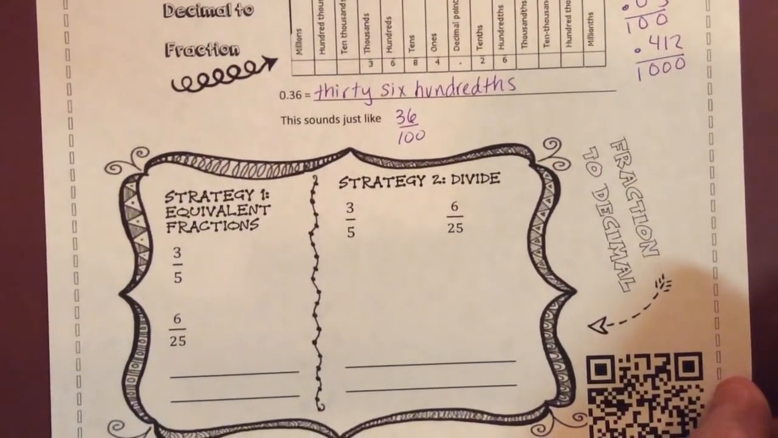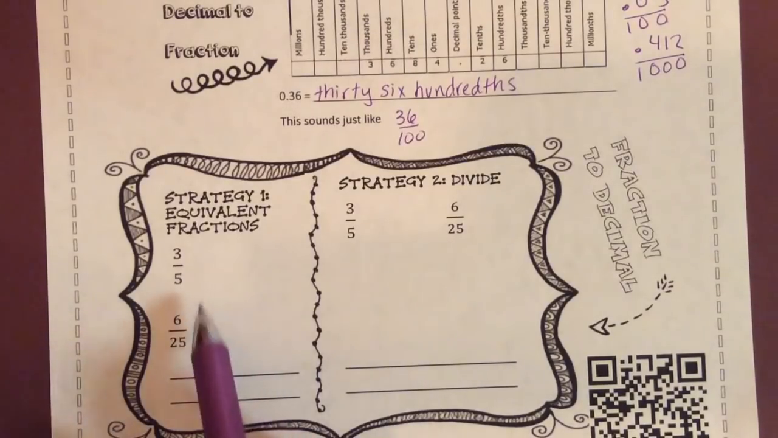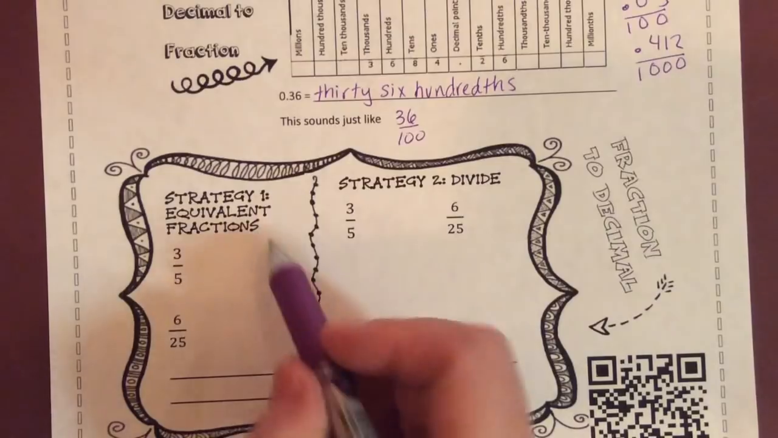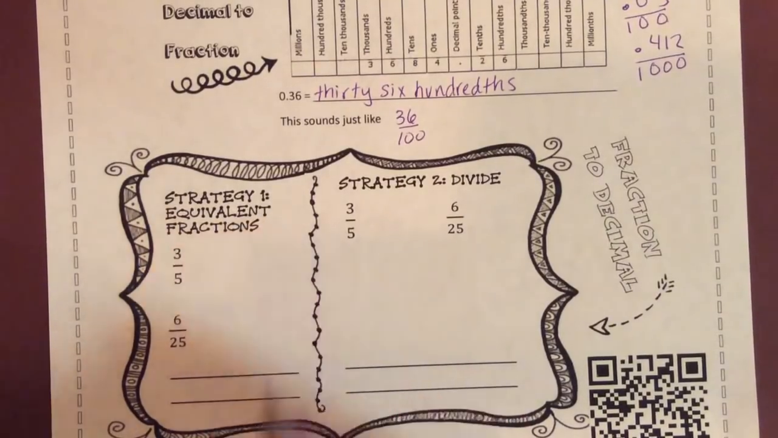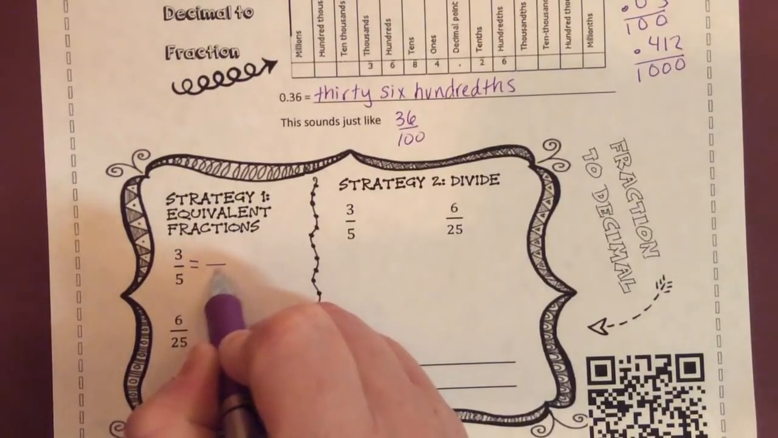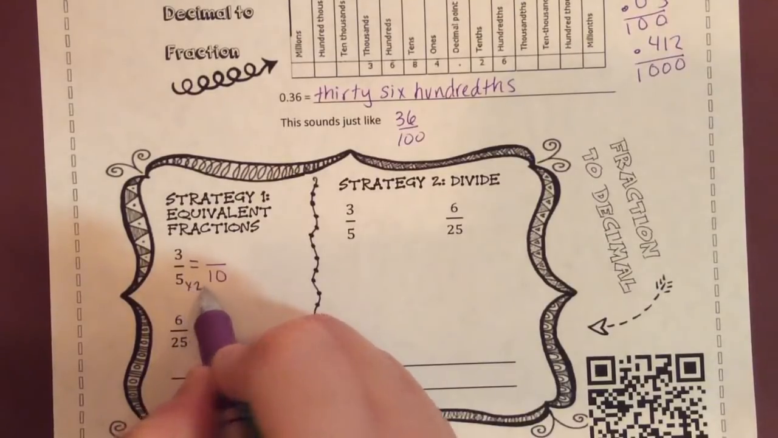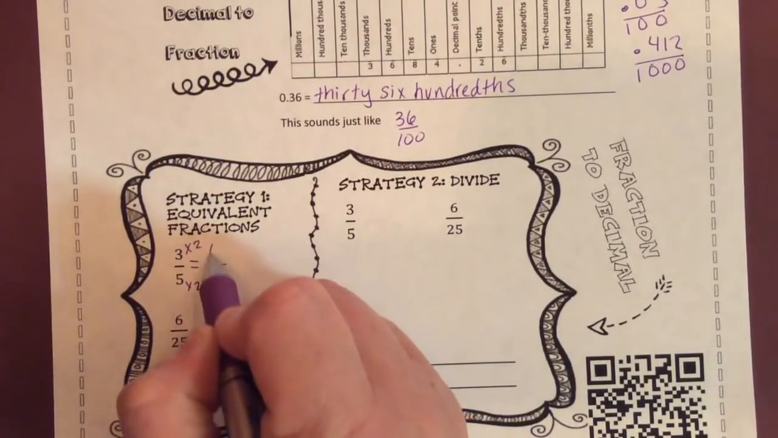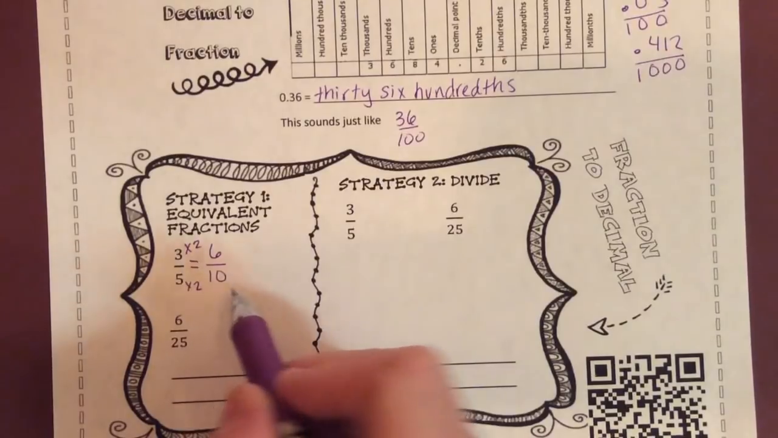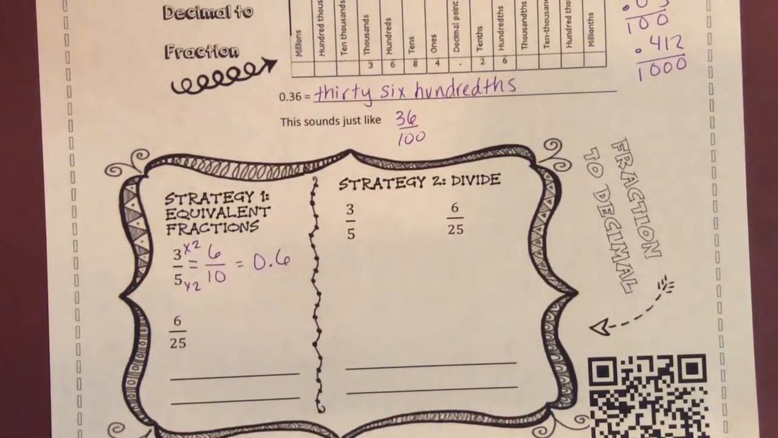Okay, so the next one here is changing fractions to decimals. Okay, there are 2 strategies. One of them you learned in elementary. This one right here, equivalent fractions, this is from elementary. So I just take my 3/5. Now I know that 5 goes into 10. 5 times 2 is 10, so 3 times 2 is 6. How do I write 6/10 as a decimal? It's 0.6. That's pretty easy, right? We did some of those in class today.